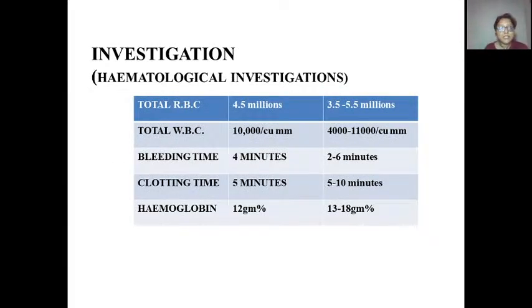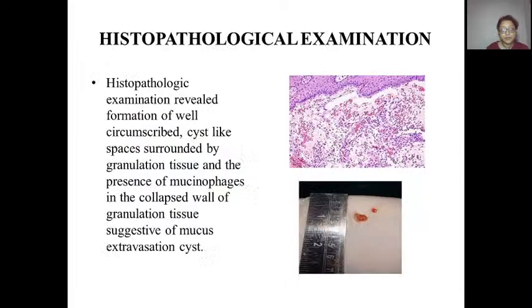Now, this was the investigation that we did. The total RBC count was 4.5 million. The total WBC was 10,000 per mm cubed. The bleeding time was 4 minutes. The clotting time was 5 minutes, and the hemoglobin reads 12 gram%. Everything was within the range.